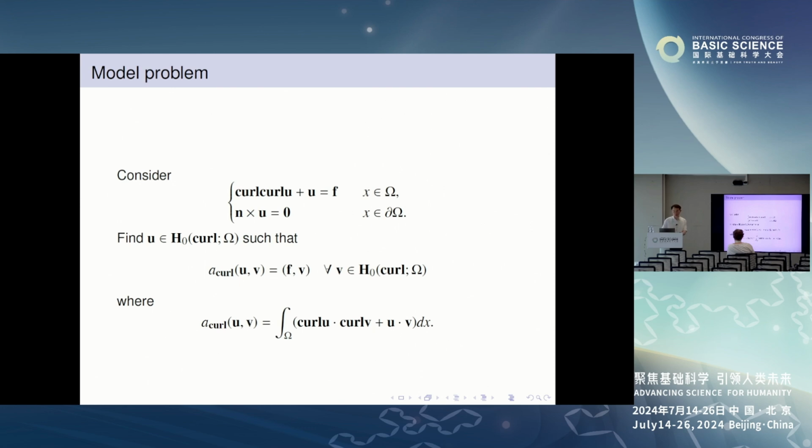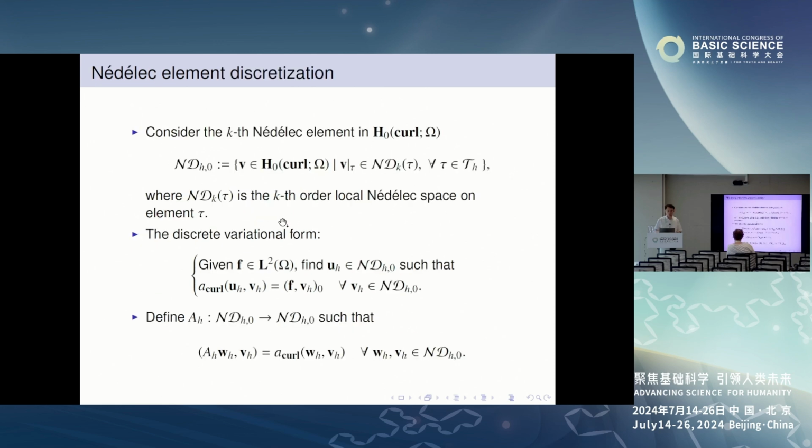I just show you. If we consider the Maxwell equation, this is the very classical Maxwell equation. You can find u belonging to H0 curl such that the formulation is like this. This is a standard Maxwell equation, very famous. The H0 curl means this boundary condition. For computational mathematicians, we always use some approximation of the formulation. In this case, we always choose the Nedelec element approximation of these Maxwell equations.